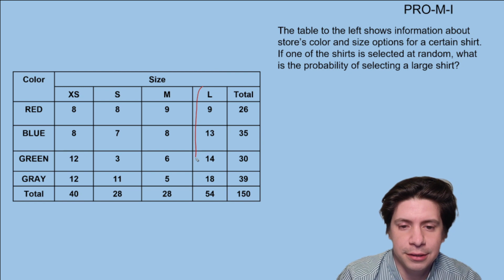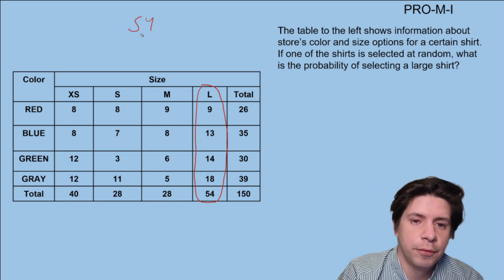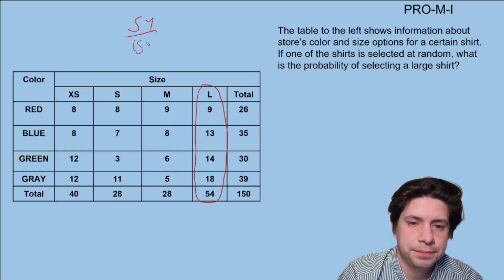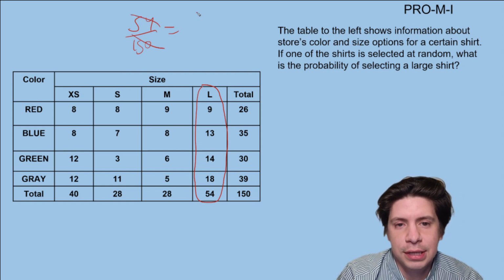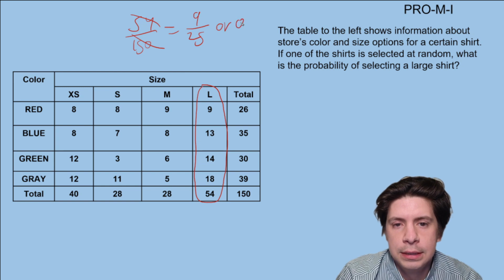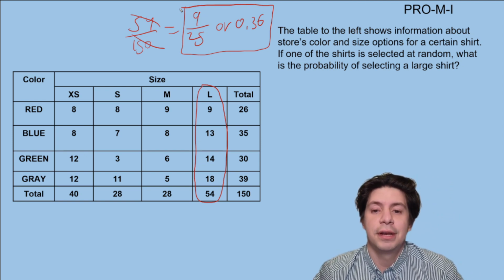So large is here. And it's nice that they gave us the total, 54, and then the total is 150. So you're going to do 54/150. But you can divide by 6 each, and you're going to get 9/25, or 0.36. Okay, so again, nothing too crazy on any of these.